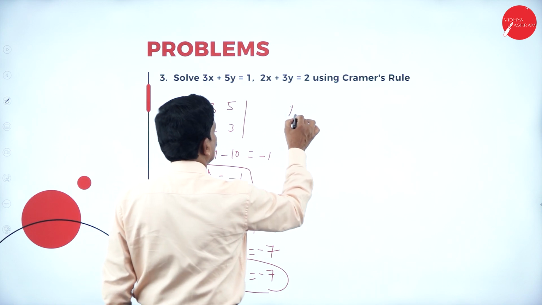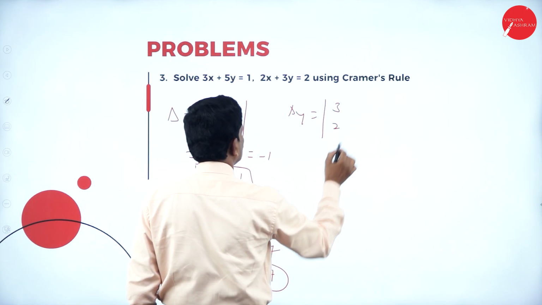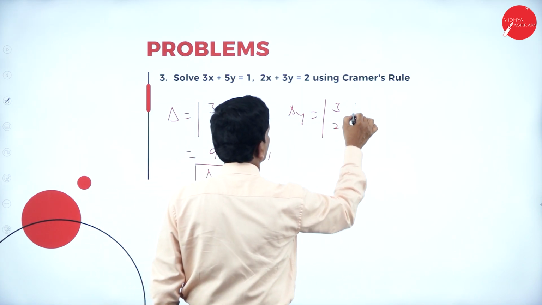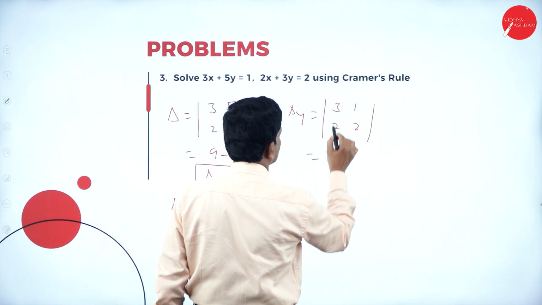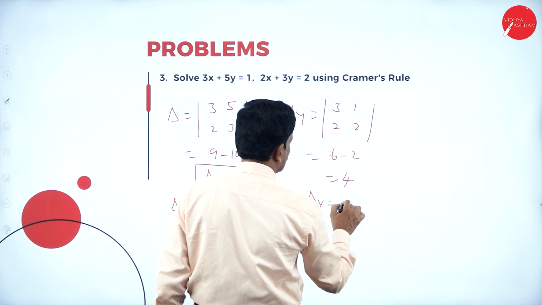Now find out the value of delta y. What is delta y? The first column will remain the same, 3 2 as it is, and second column 5 and 3 is replaced by 1 and 2. So this is equal to 3 2s are 6 minus 2, that's equal to 4. Delta y is equal to 4.